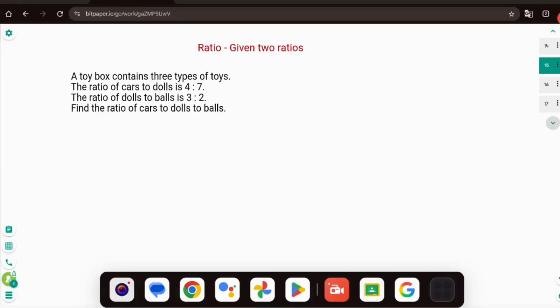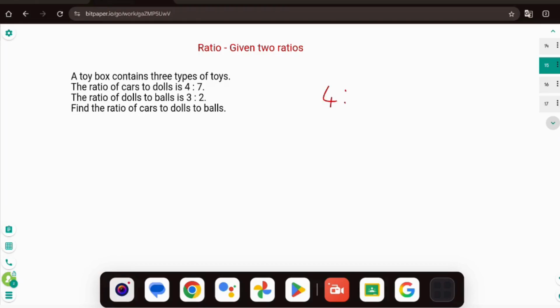This final ratio recording is all about ratio when you're given two ratios. So we've got a toy box, which contains three types of toys. The ratio of cars to dolls is 4 to 7. The ratio of dolls to balls is 3 to 2. Find the ratio of cars to dolls to balls.